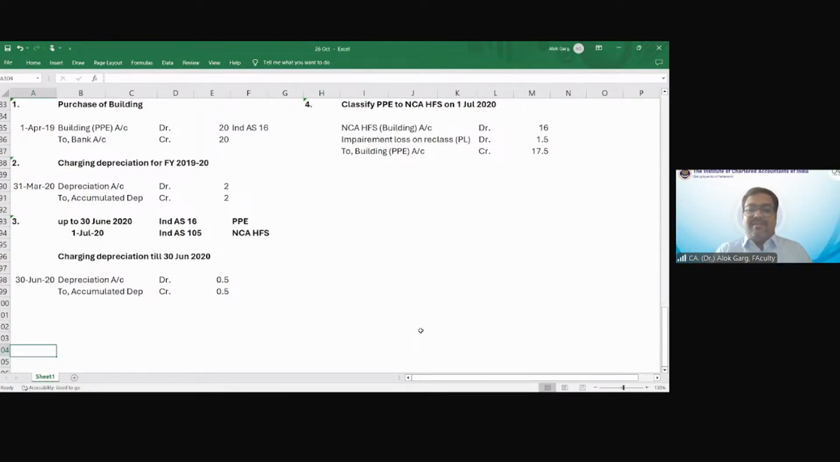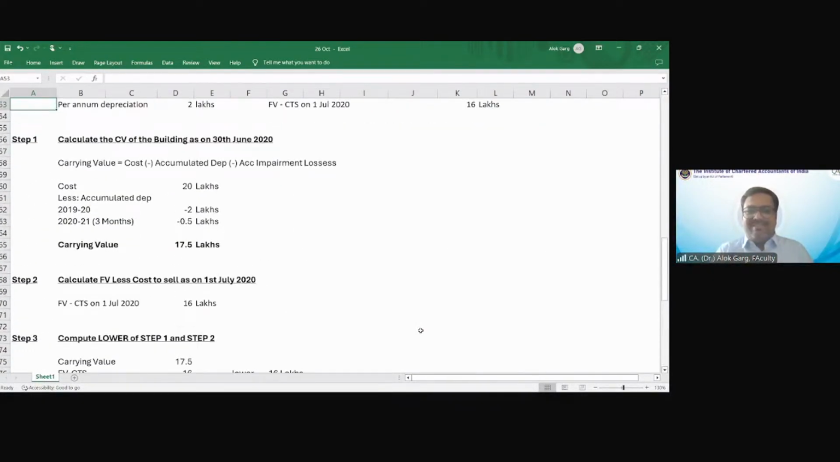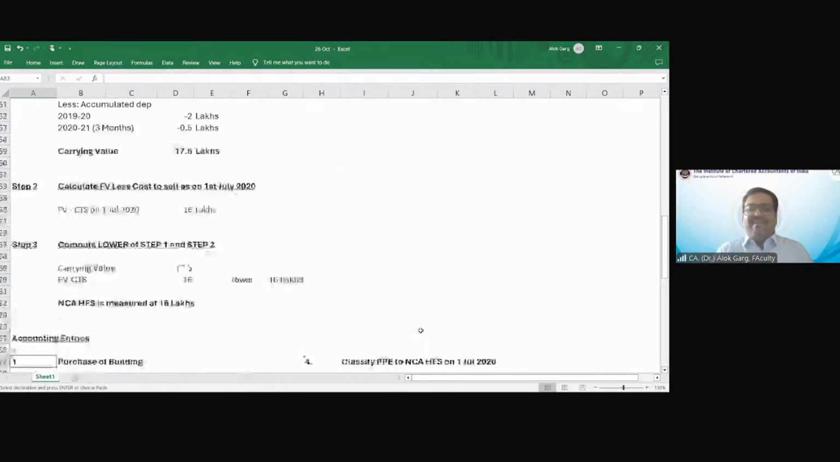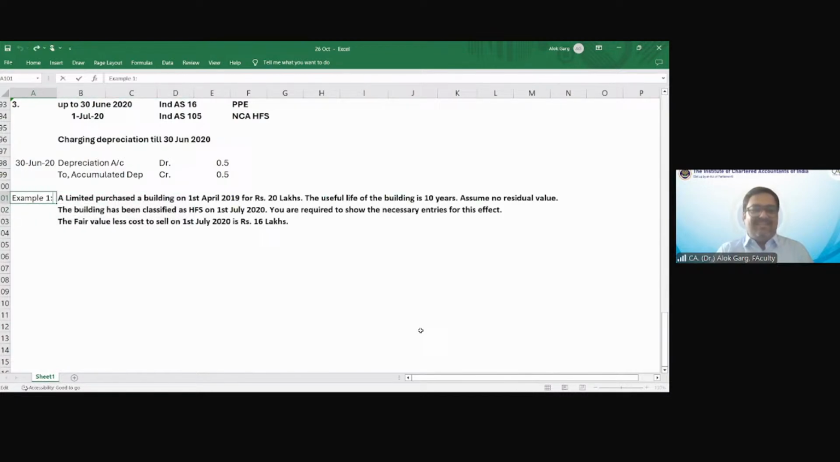Now I want to put some tadka in this question. Let me make this question more complex. Can I make this question complex? Always welcome, sir. So now I'm extending my example. Example number 2, I've copied the same example and I'm adding some lines. A Limited purchased a building on 1st April 2019 for rupees 20 lakhs. The useful life of the building is 10 years. Assume no residual value. The building has been classified as HFS on 1st July 2020.